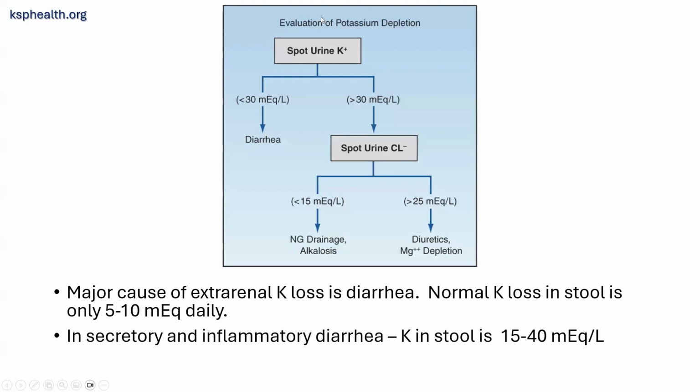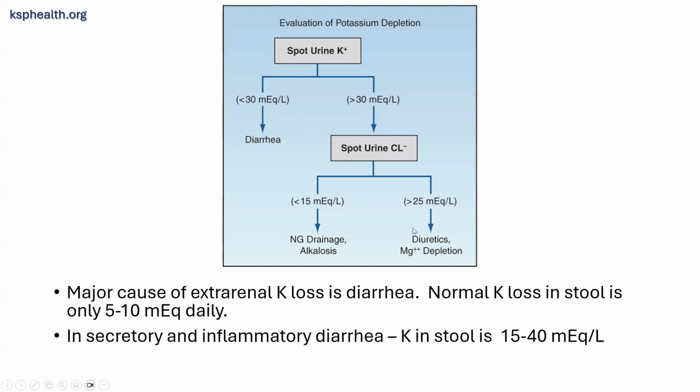How do you evaluate hypokalemia? Spot urine potassium. When it is less than 30, that means there is an extra-renal loss. So for renal loss, then check the chloride. If it is less than 15, nasogastric drainage, alkalosis. If it is more than 25, diuretics or magnesium depletion.